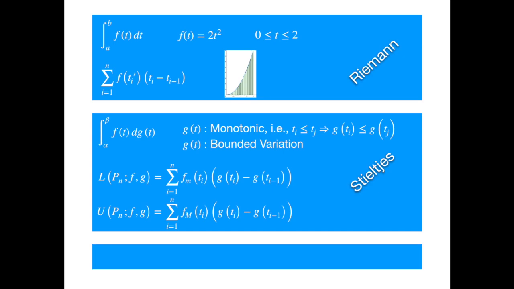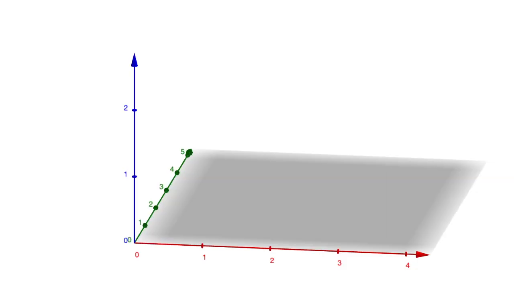Let's try a concrete example. For consistency with the previous example, let's assume we want to integrate the function f equal t with respect to the function g equal t squared. The interval of integration is the same as before. As we already know the theory, let's skip to the visual.